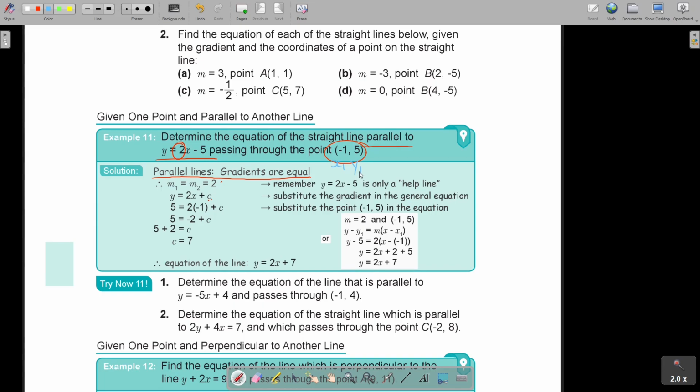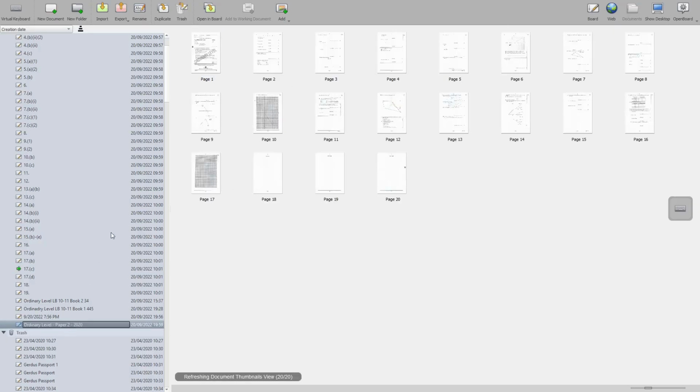You don't have to make it x1, y1. You can just make it x, y. There's only one point. You substitute and you get your value of c. And then at the end, you just put everything into the equation. Now, let's see if that is going to help you. So let's just go back to the question paper.